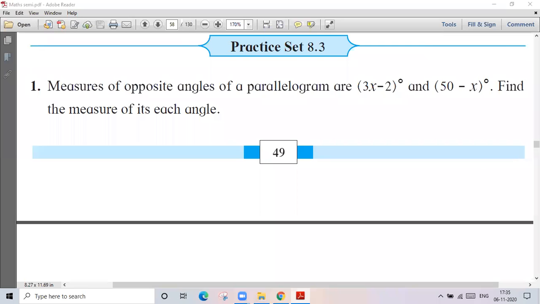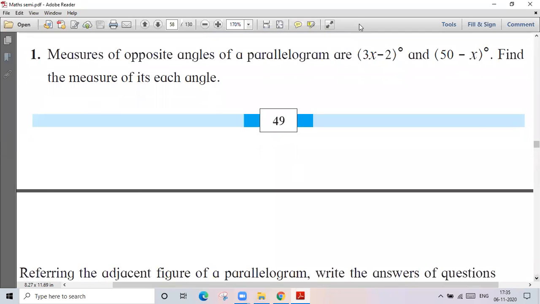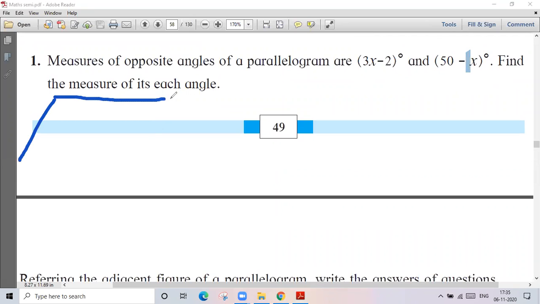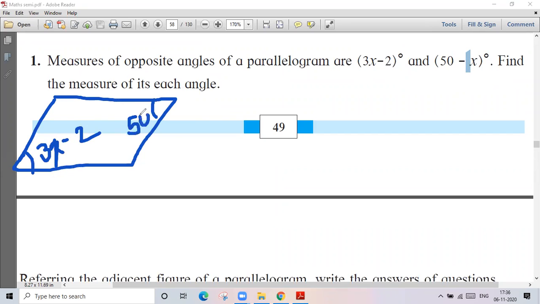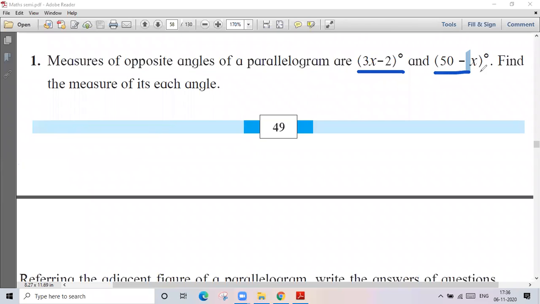Okay, no problem. I'm repeating for you guys. See, what is the question? Look at the question first. You are given the measures of opposite sides of a parallelogram. Suppose this is your parallelogram. So this is your 3x minus 2, and this is your 50 minus x. Now what do you need to do? What is the property? Opposite sides of a parallelogram are congruent. That means you can take 3x minus 2 is equal to 50 minus x.